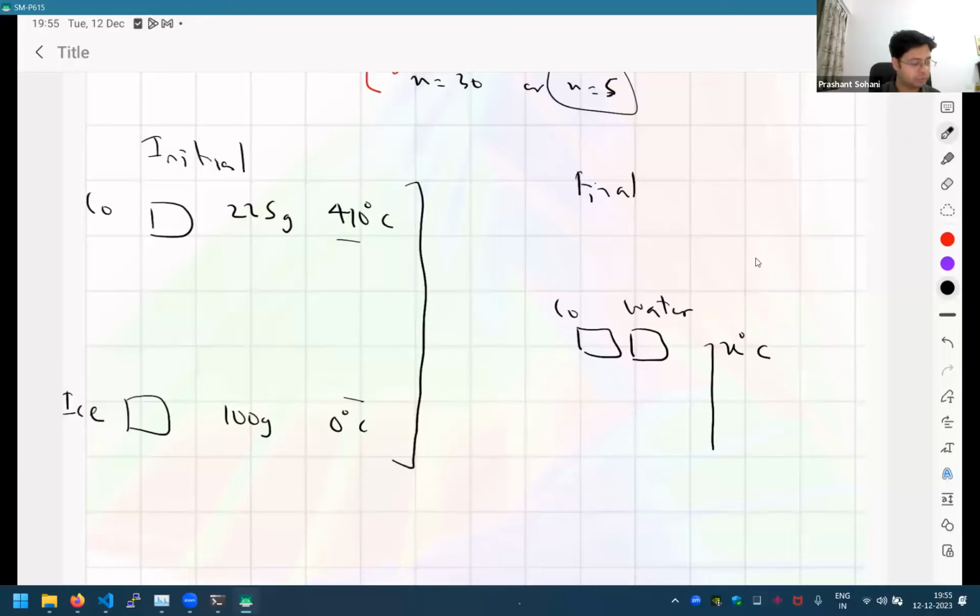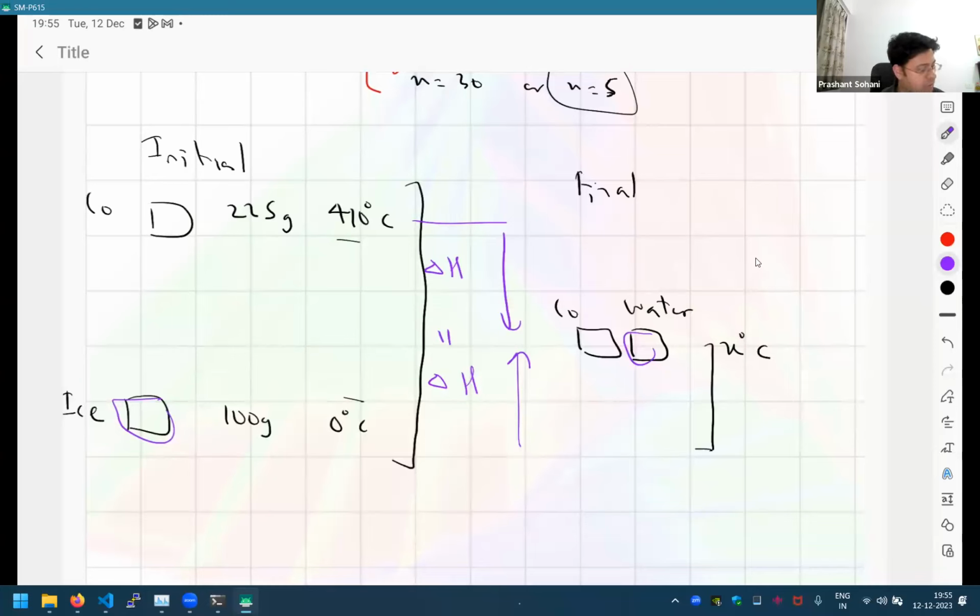Okay, so we have to find this value of x. The only thing we need to find out is, for the ice to reach this state, how much heat it has to gain, right? And that has to be exactly the same amount of heat that is lost by the cobalt block. So the gain in the heat over here has to match the loss of the heat over here. So if we just equate these two, we will get the answer, right?